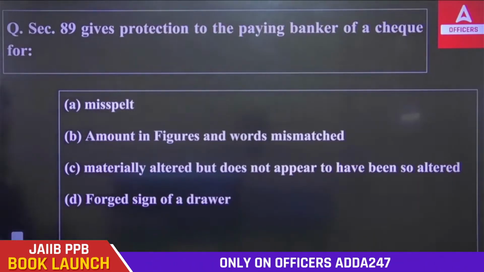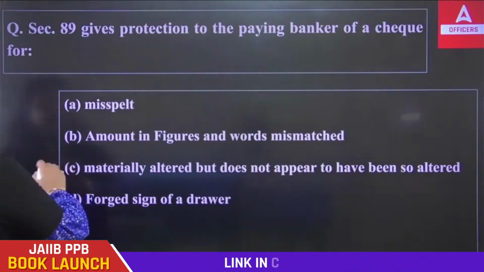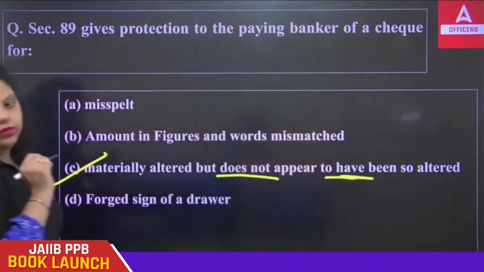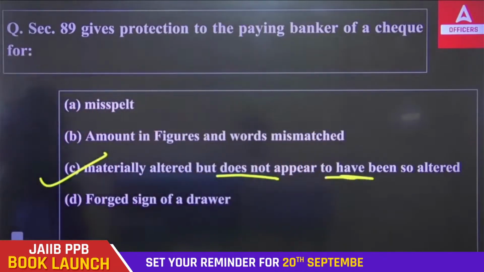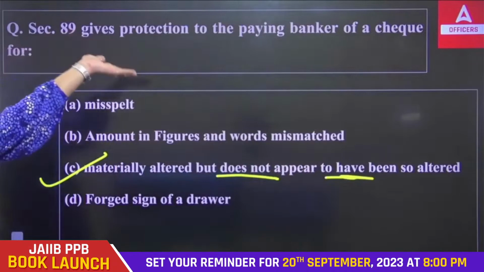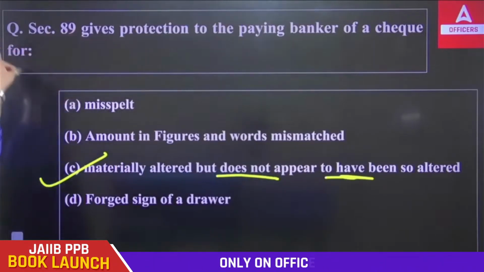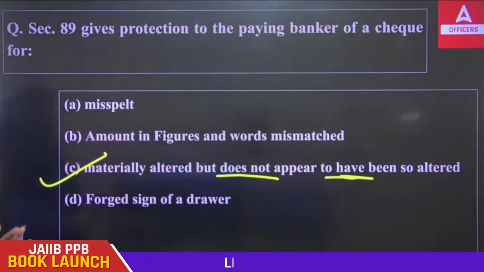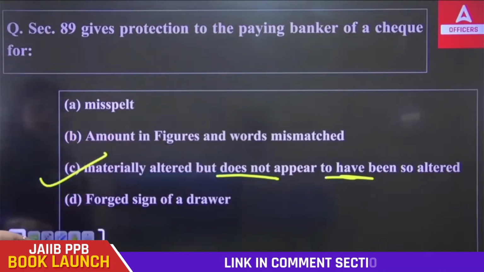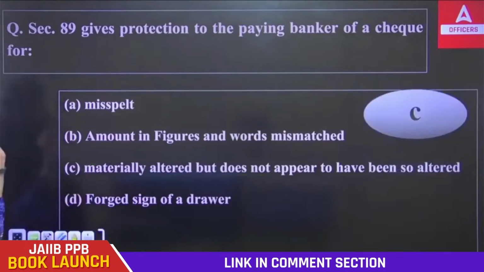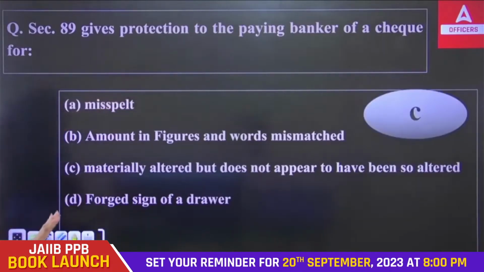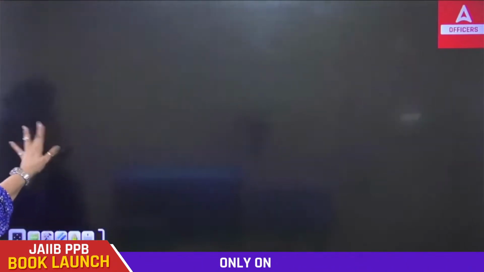So, the right answer here will be materially altered but does not appear to have been so altered. This is what section 89 talks about. It gives the protection to the paying banker of the check, for what? For materially altered but does not appear to have been so altered. So, in this situation, the paying banker will get the protection under section 89 of your Negotiable Instruments Act.